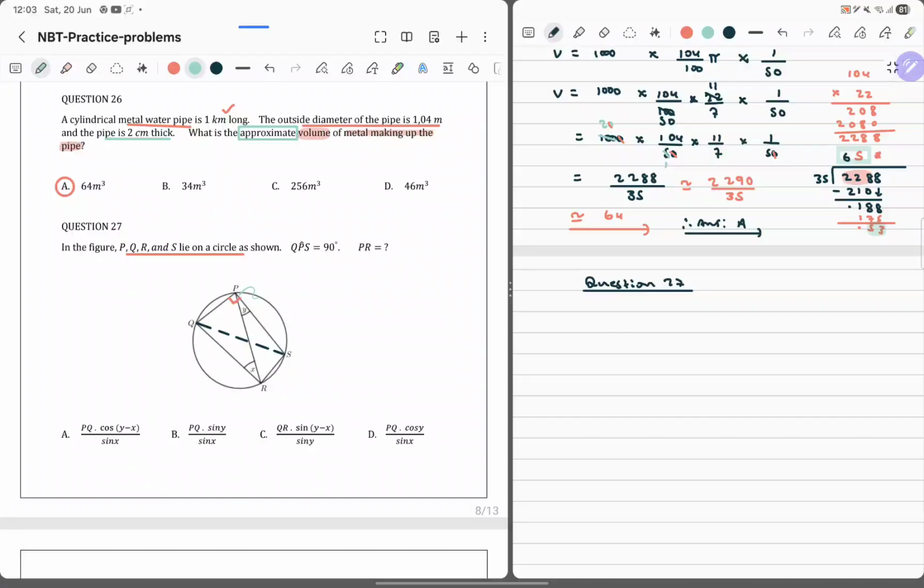We want U. Who are you then? We shall find it. Okay, so let's think about it. So we know that, folks, if that is 90, opposite angles of a cyclic quad are supplementary. So this is also 90.